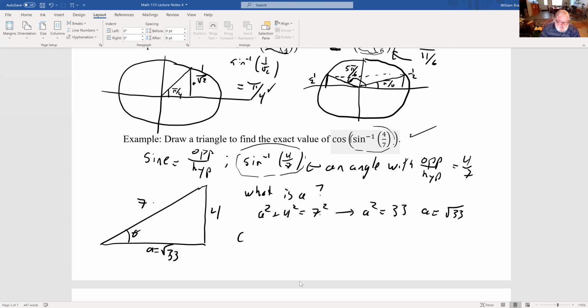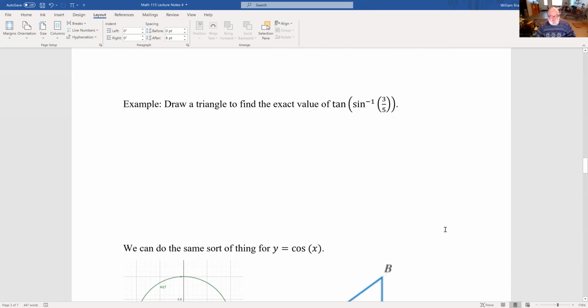So cosine is opposite over hypotenuse? No, so cosine is adjacent, sorry about that, over hypotenuse. So it's square root of 33 over 7. So once you know what the opposite and hypotenuse are, you can find the adjacent, and then you can find the cosine.